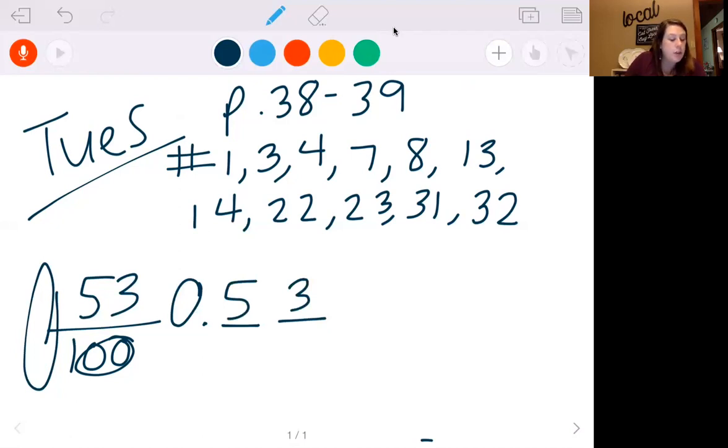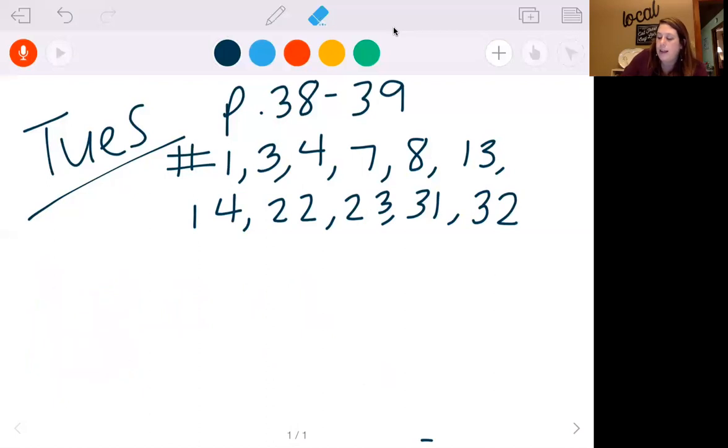Number 3 gives you 2 and 370 thousandths. So you're going to write that as a decimal. Number 4 is the same. It gives you words, and it needs you to put it in decimal form. Number 7 and 8 are using greater than, less than, or equal to. So you will compare your decimals. So let's try one of those together, and let's review that real quick.